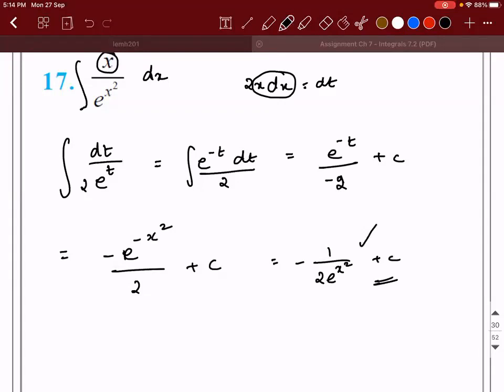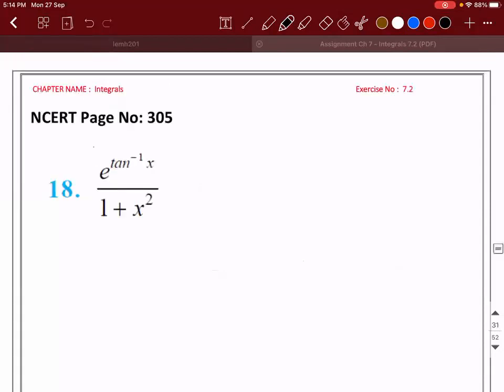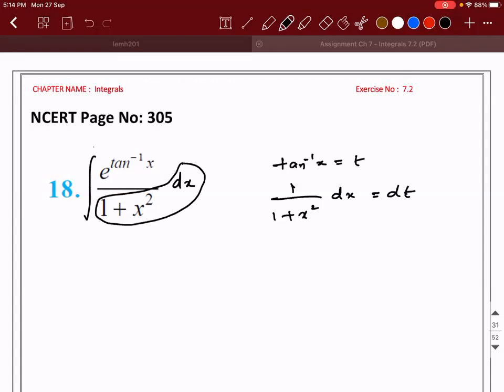Okay. Shall I move on to the next one? Integral of e power tan inverse x dx. You guys tell me that. Look at the denominator, 1 by 1 plus x square. It is the derivative of which function? Tan inverse x. So put the tan inverse x as t. 1 by 1 plus x square dx will be dt. So dx divided by 1 plus x square will be dt. Integral of e power t dt is equal to e power t plus c. So e power t is how much? Tan inverse x plus c.